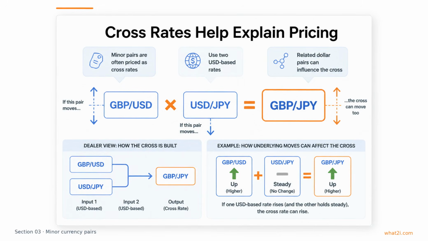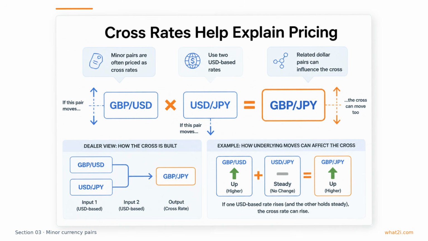One helpful way to understand minor pairs is through cross rates. A cross pair can often be explained using two major pairs that include the US dollar. For example, GBP/JPY can be understood through GBP/USD and USD/JPY. This does not mean traders must calculate it manually each time, but it shows why moves in related dollar pairs can influence the cross. If one or both of those underlying dollar pairs move, the cross rate may move as well. Seeing that relationship makes minor pair pricing feel much less mysterious.